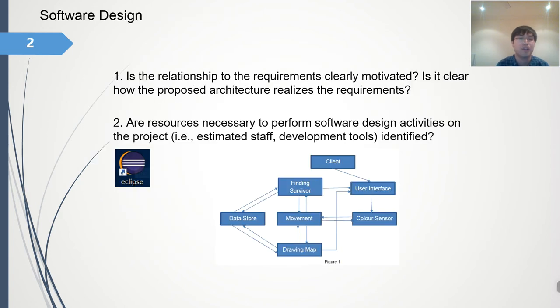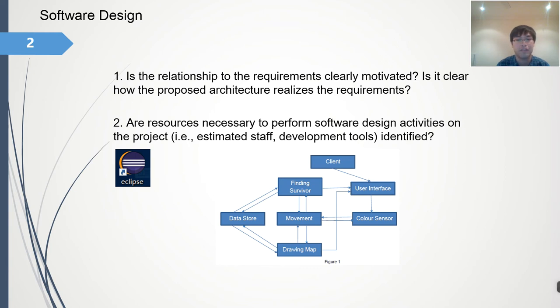For the second part, the first question, the relationship to the requirements is clearly motivated, and it is clear how the proposed architecture realizes the requirements. For the second question, all the necessary resources are identified to perform software design activities on the project.